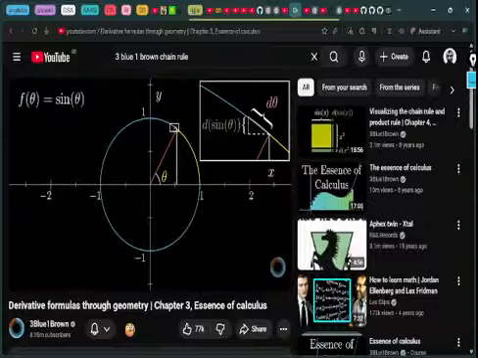Well, zoomed in close enough, the circle basically looks like a straight line in this neighborhood. So let's go ahead and think of this right triangle, where the hypotenuse of that right triangle represents the nudge d theta along the circumference, and that left side here represents the change in height, the resulting d sine of theta.